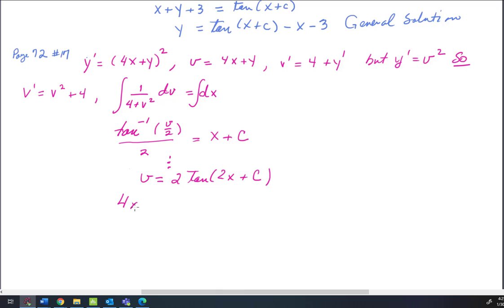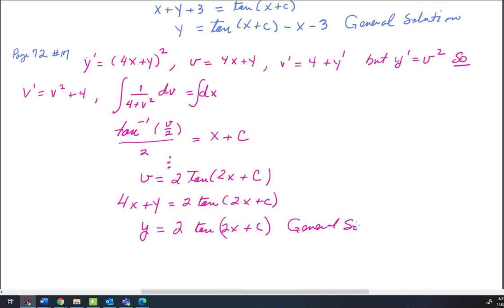So this would be 4x plus y is equal to 2 tangent 2x plus c. And finally get y to stand alone to get an explicit solution. So y is equal to 2 tan 2x plus c, like that. And that also was not an initial value problem, and so we'll be happy to have here the general solution.